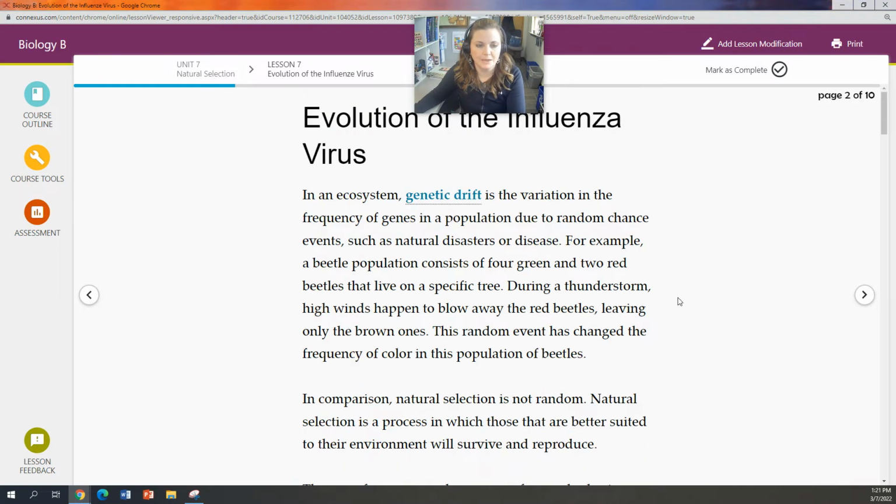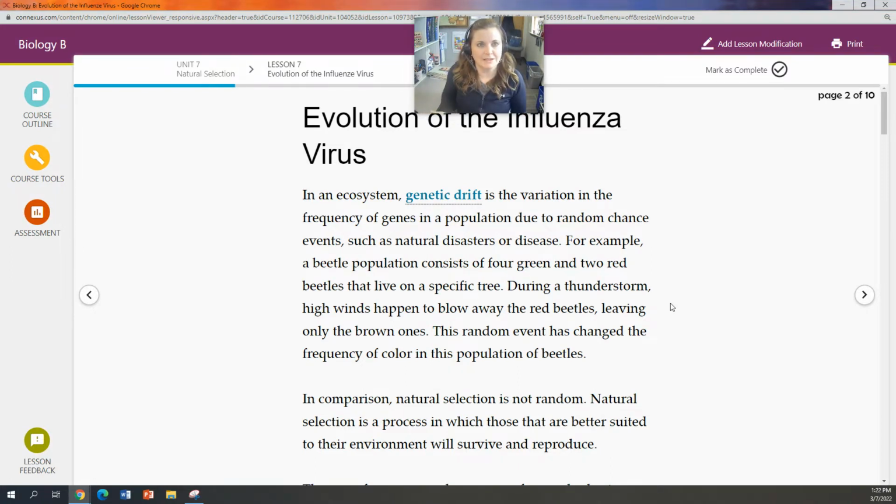So the lesson begins talking a bit about the difference between genetic drift and natural selection, just as a reminder, because both of them can lead to evolution. Evolution is just change in the allele frequencies in populations. So remember our phenotypic changes in populations.